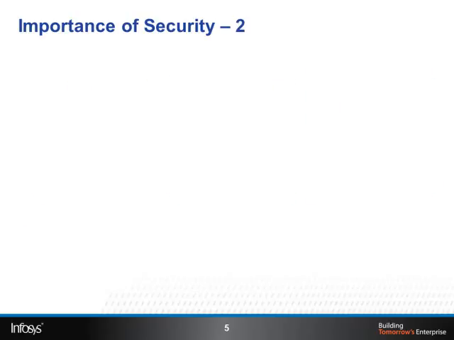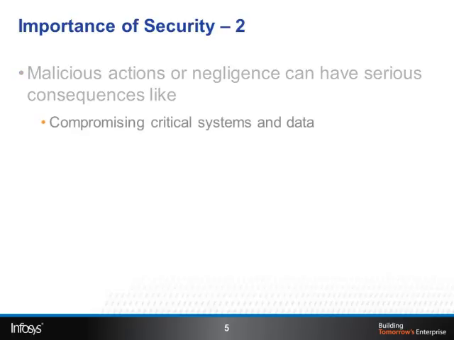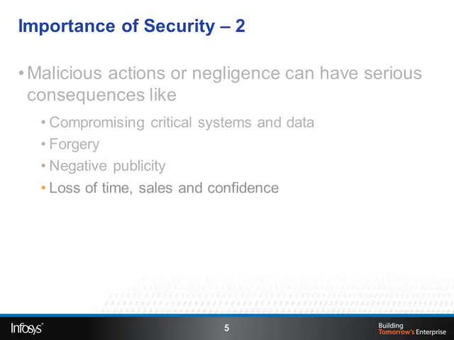If the system is not protected, it may lead to malicious use of information and computer resources, which can have serious consequences like compromise of critical systems and data, and forgery, which can include email, text or graphical information. Security breaches can spread a negative message about the person or organization. Overall, if the systems are not secure, it will result in losses of both financial as well as reputation of the organization.